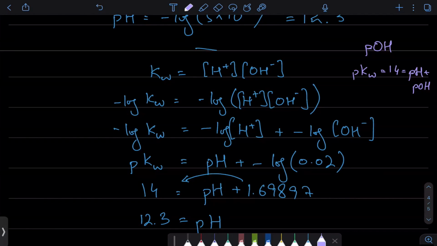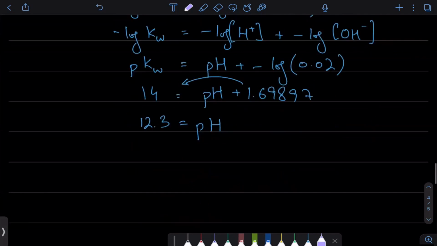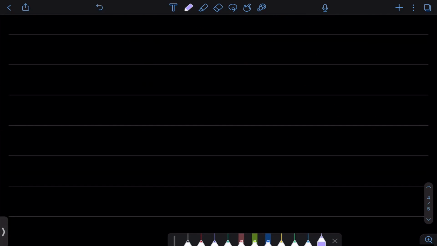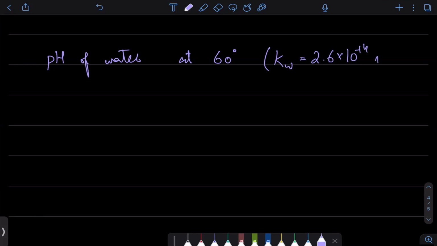So I'm going to give you a question now, and I want you to solve it. Now, Kw is, just like any other constant, it will change depending on temperature. So let's say I want you to figure out the pH of water at 60 degrees Celsius. And at that temperature, Kw is 2.6 times 10 power minus 14 mole squared dm minus 6. So go on, try to figure this out. You can use either of the two methods.